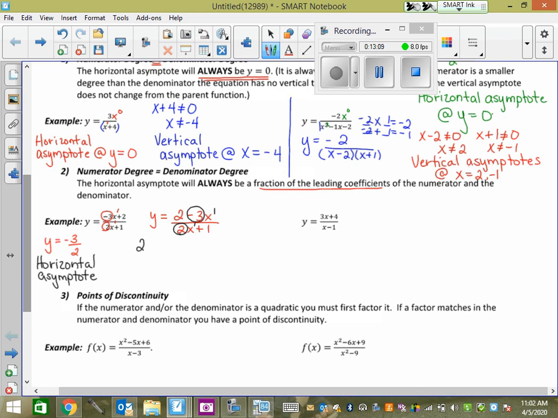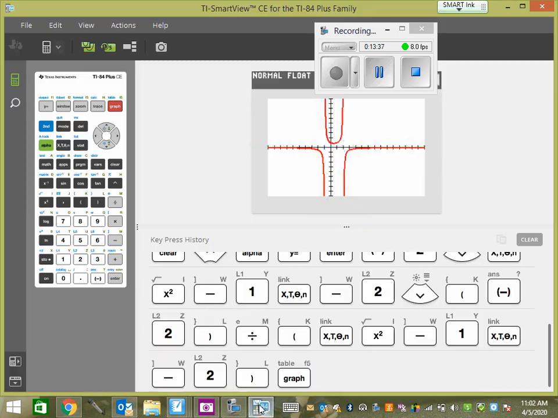And then I have 2x plus 1 cannot equal 0. 2x cannot equal negative 1 by subtracting 1 over. Divide by 2. X cannot equal negative 1/2. So I have a vertical asymptote at x equals negative 1/2. So we'll type that one in.